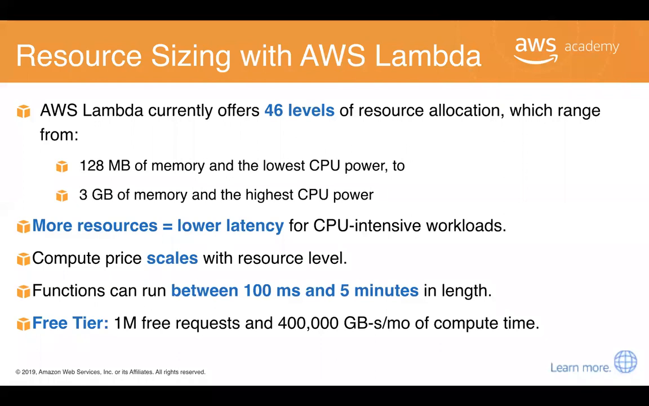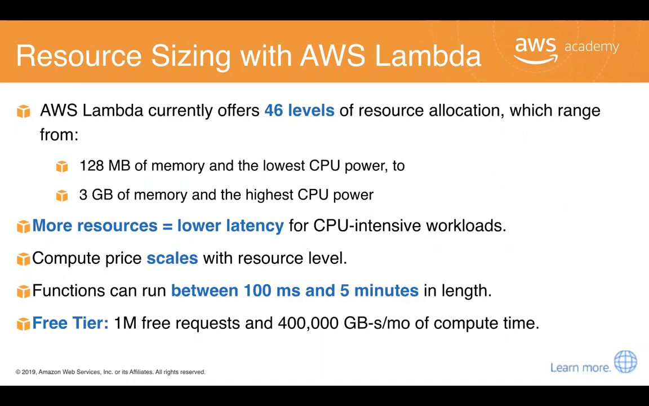So you'll want to consider the best way to size your resources with Lambda. There are currently 46 different levels of resource allocation, ranging from 128 megabytes and the lowest CPU power to 3 gigabytes of memory and the highest CPU power. Another constraint to consider, in addition to the runtime, which can range from 5 milliseconds to 15 minutes, is your application's memory requirement. If your application requires more than 3 gigs of memory, in that case, Lambda might not be the best solution for your application. That's really not what Lambda is designed for.